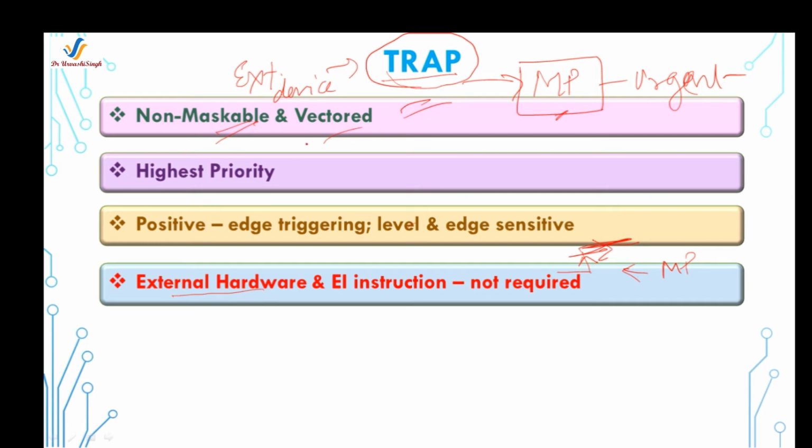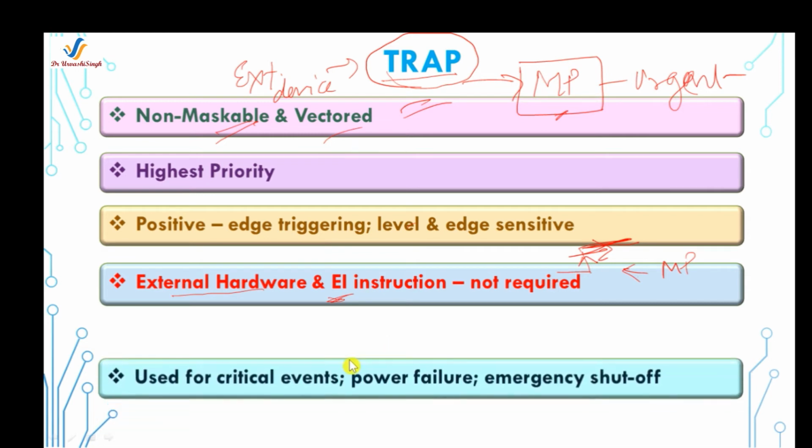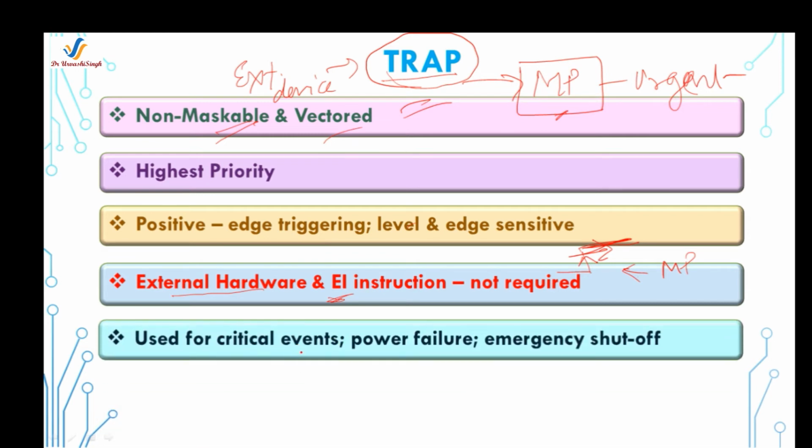Because it is vectored, a memory location is already assigned to this interrupt, so there is no need of any external hardware to generate these memory locations. And it is independent of the EI instruction. EI stands for enable interrupt. These instructions are used for all the maskable interrupts. The trap interrupt is used in critical events like power failure or emergency shutoff, which should be handled urgently by the microprocessor.